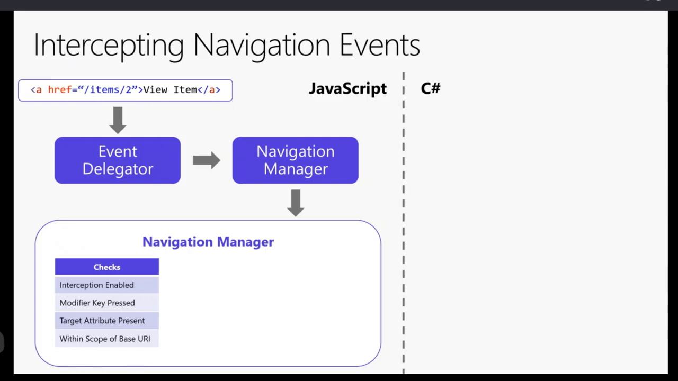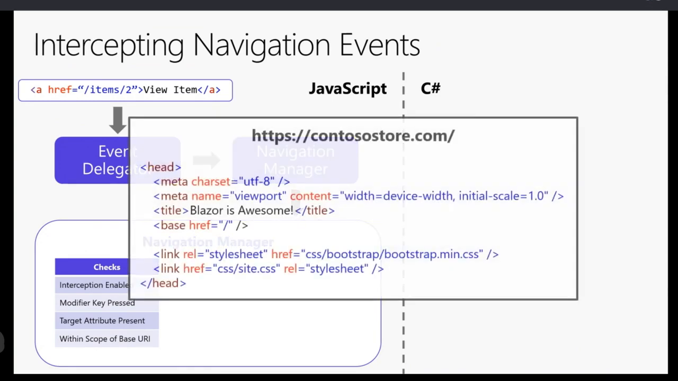And then the final check is to see whether the route that we're requesting is within the scope of the base URI. Now, the base URI, if you're unsure, is set in either the index.html page of a Blazor web application or the _host.cshtml in a Blazor server application. Usually this is just set to a / and it's this tag here. And this effectively means that the application is running at the root. So if we had a Blazor app running at this URL, contusostore.com, we would just have the base tag set to /, which means the Blazor app is running at the root. So the router would handle all routing or all navigation events within the app.